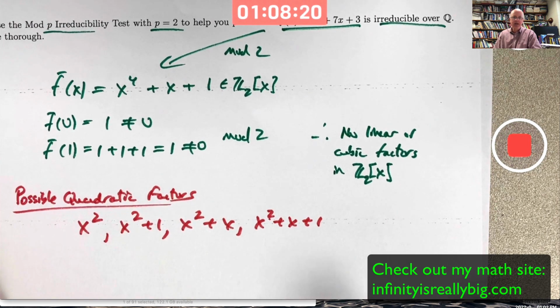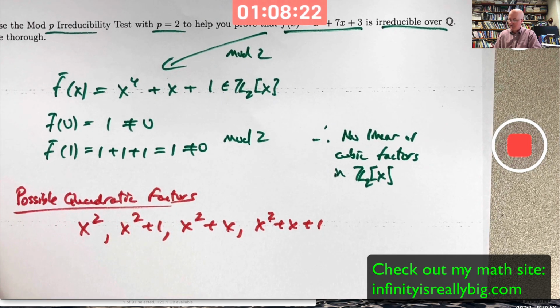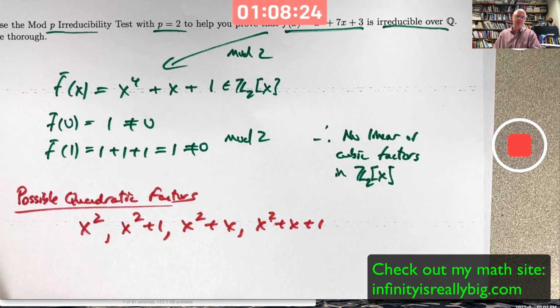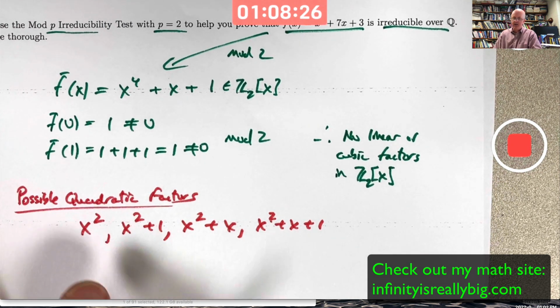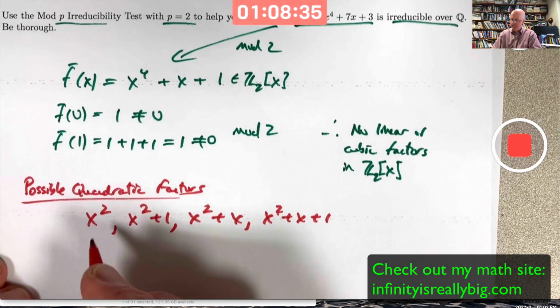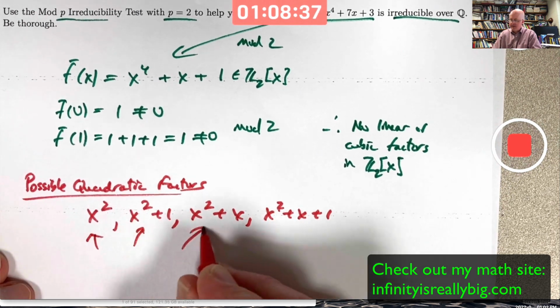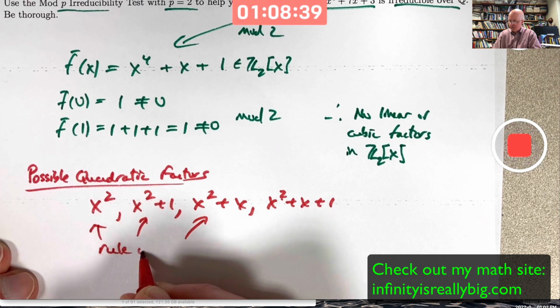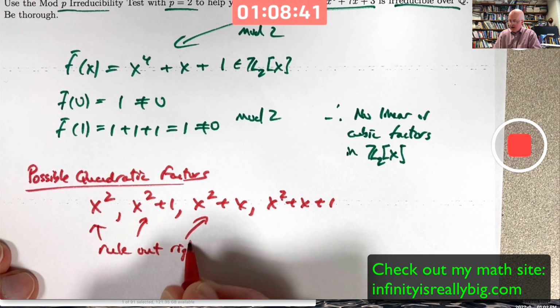If we were doing mod 3, there's a fair number more because the coefficients could be 0, 1, or 2, but again, the coefficient of the highest power has to be there. It has to be non-zero. However, we can rule out 3 of these right away. Why?